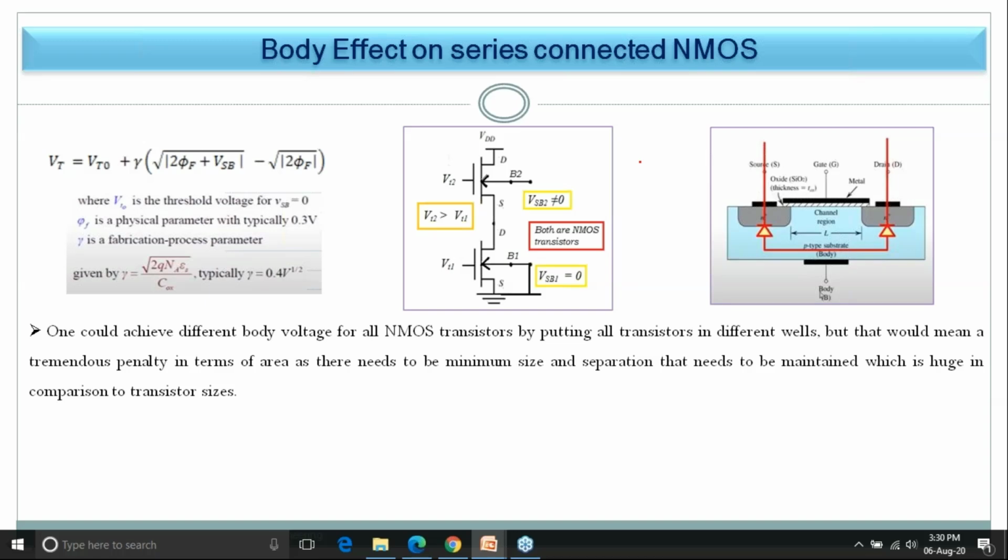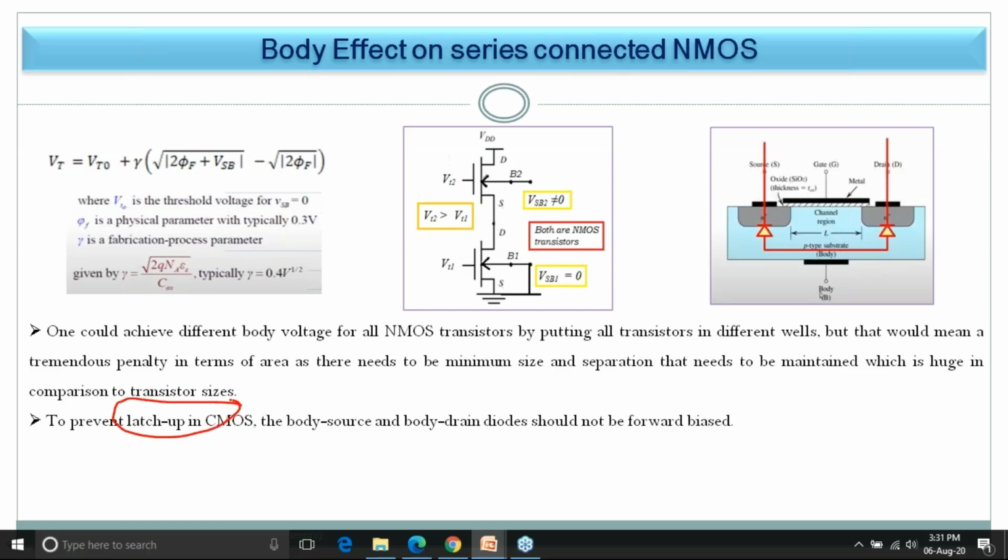So we can't go for this. What we can do, another thing, first just remember, to prevent latch up in CMOS, body-source and body-drain diodes should not be forward biased. What is the meaning of latch up? Can anybody tell what is meant by latch up? If you are not able to tell, just think of that.